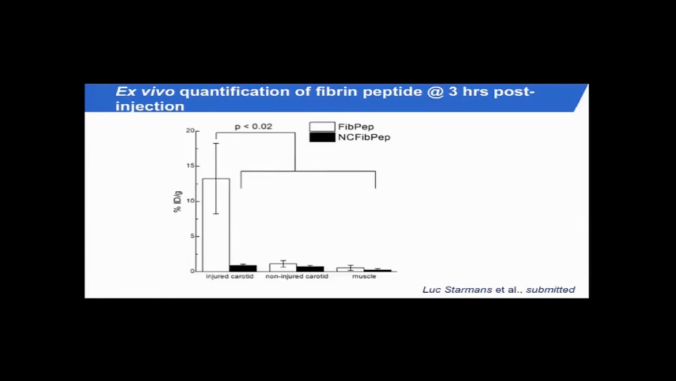And indeed, quantitative evaluation shows that there's a very strong effect of uptake into the thrombus in case of the functional peptide and not with the non-functional peptide, and only in the injured artery and not in the non-injured carotid.